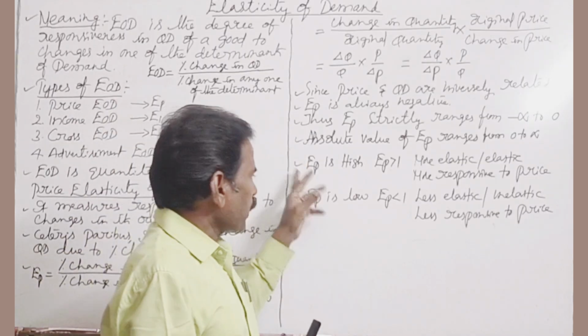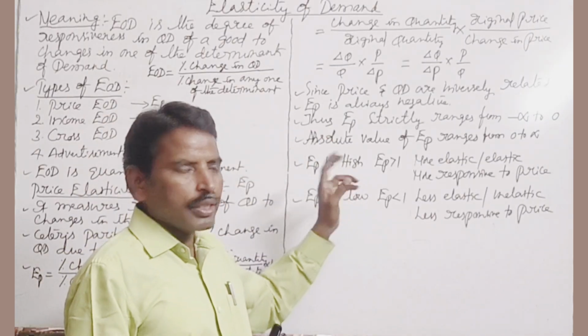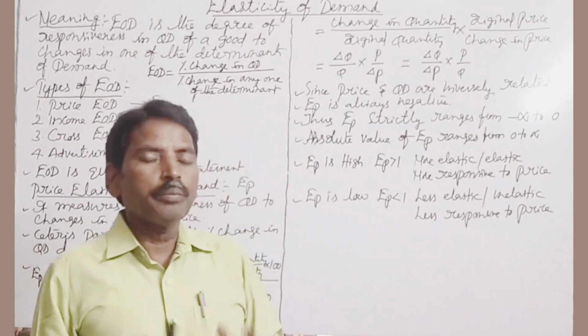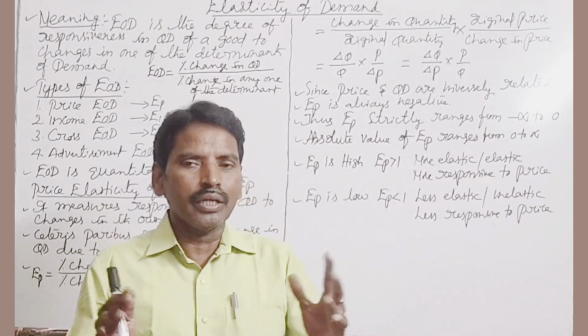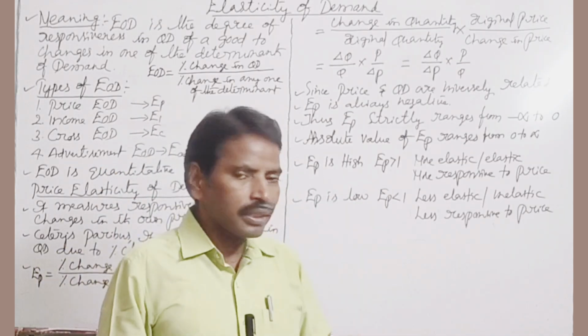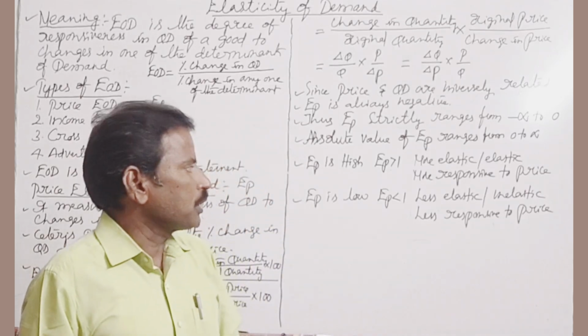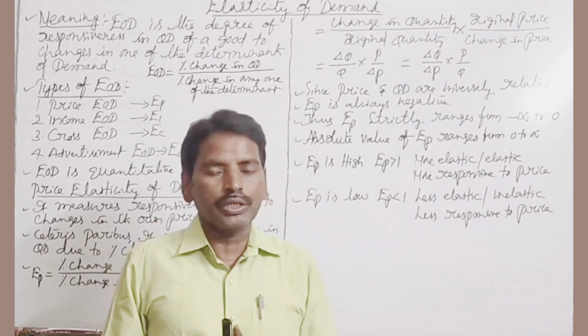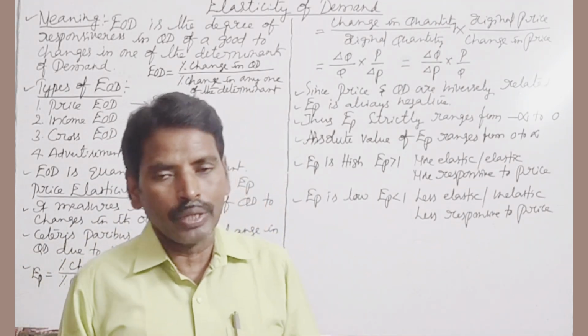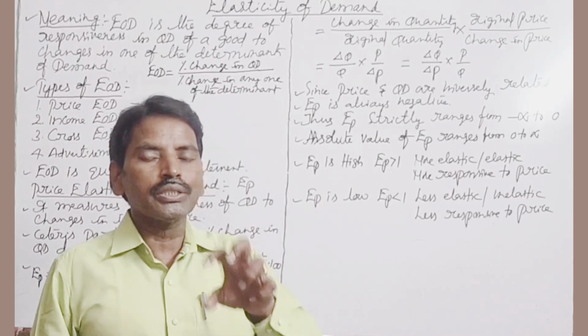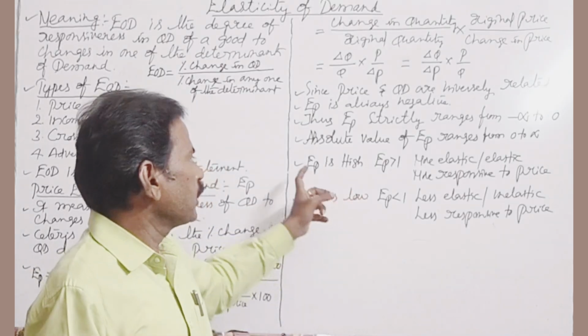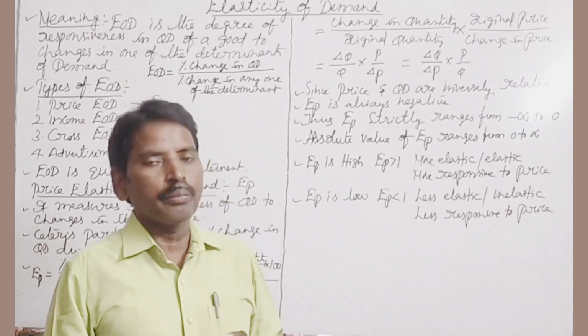Next step. When price elasticity is high, that is EP greater than 1, it means greater elastic, relatively elastic, more elastic or elastic. That is more response to price. For example, luxuries are the best example of elastic demand.